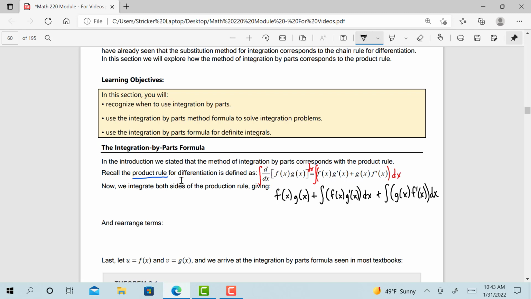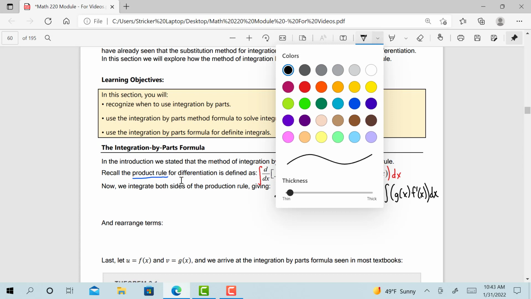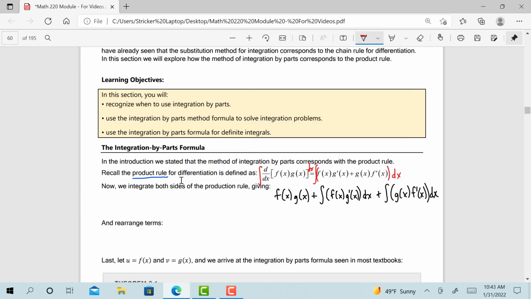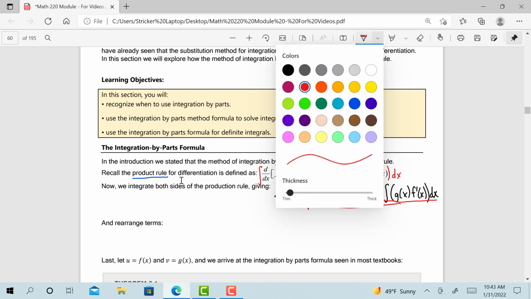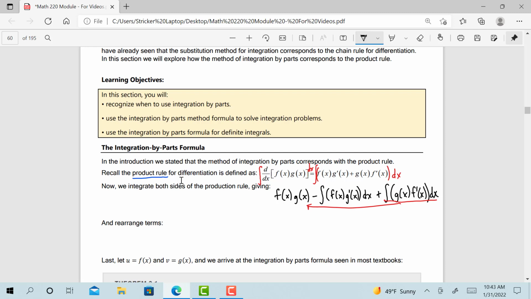Then, of course, we could use some algebra to move things around. I could take the integral on the right and subtract it over to the left-hand side. And I just noticed that there is a typo here. This should not be a plus. This should be an equal sign. I'll make sure we have that correct. Sorry about that.